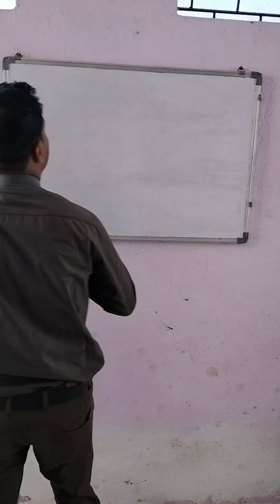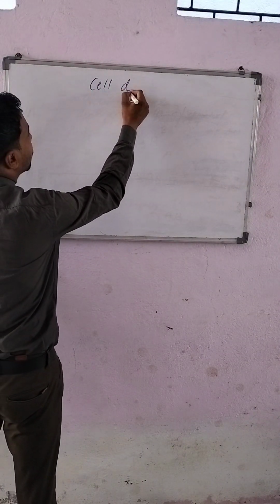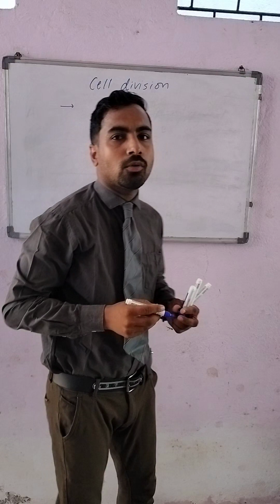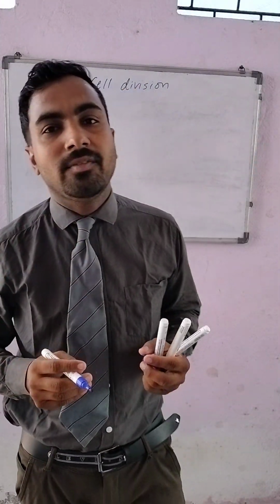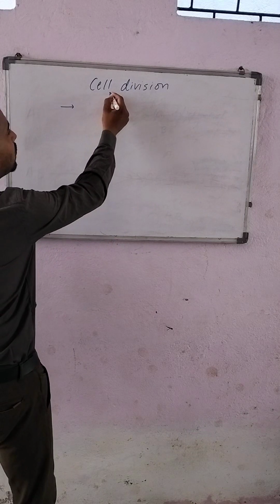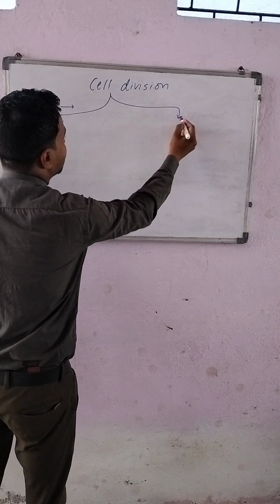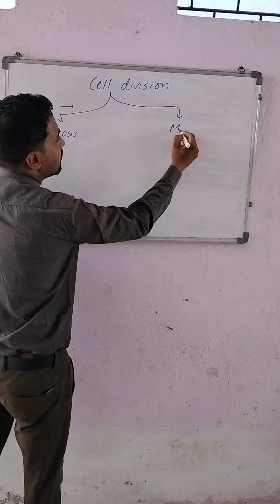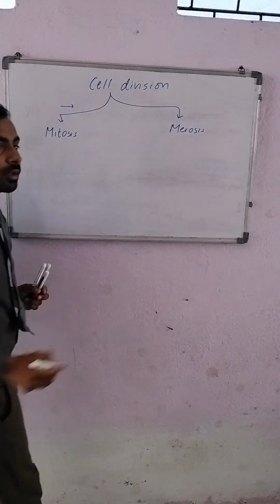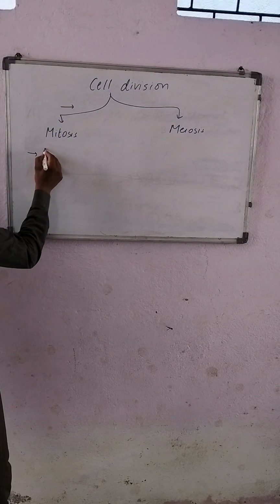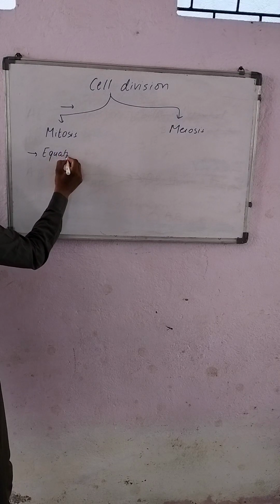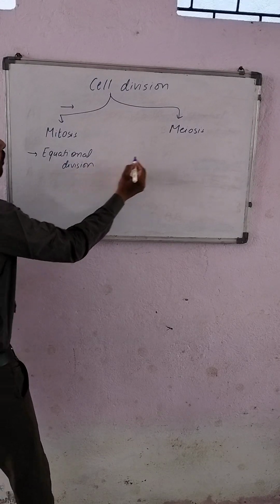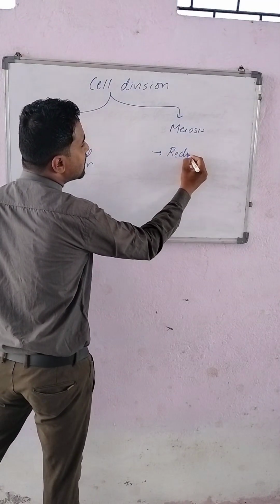Now what is cell division? When we talk about increasing the number of cells, then cell division occurs. There are two types of cell division. First is known as mitosis, second is known as meiosis. Now, mitosis is an equational division, while meiosis is a reductional division.